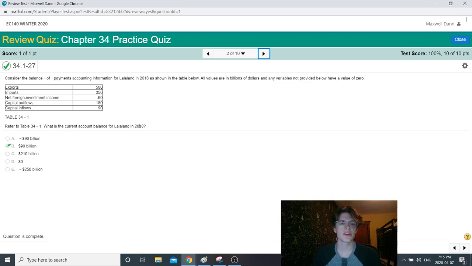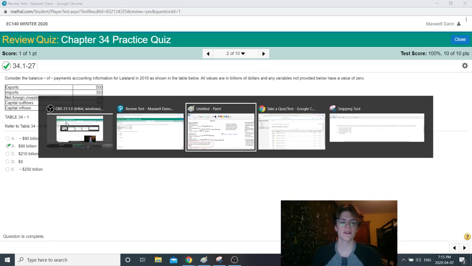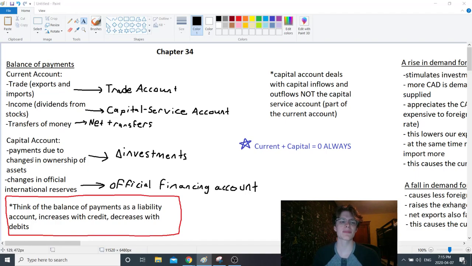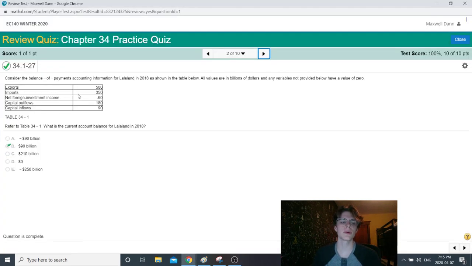Okay, consider the balance of payments. What is the current account balance? So we have exports, imports, net foreign investment income, capital outflows, capital inflows. So our capital outflows and inflows are again going to be part of the capital account, so we're not going to worry about that for this one. We're just going to worry ourselves with the exports, imports, and net foreign investment income. So exports minus imports is 150, right? So right now we're at a positive balance of 150. And the net foreign investment income is negative 60. So 150 minus 60 is 90. So we're at a balance of 90 billion right there.